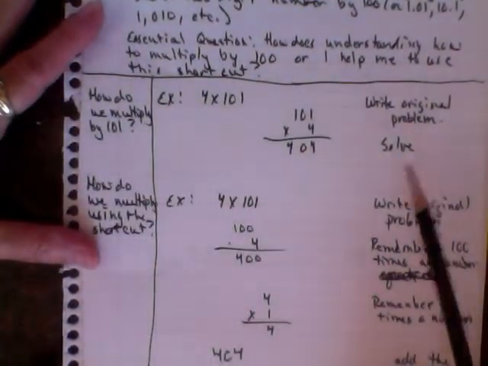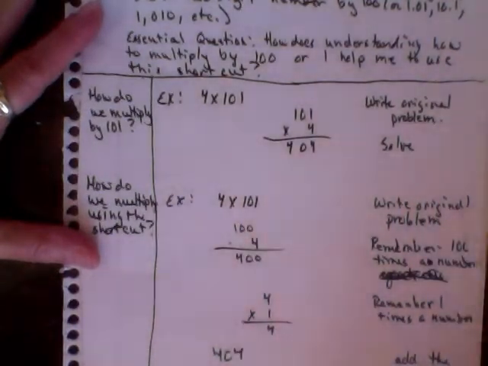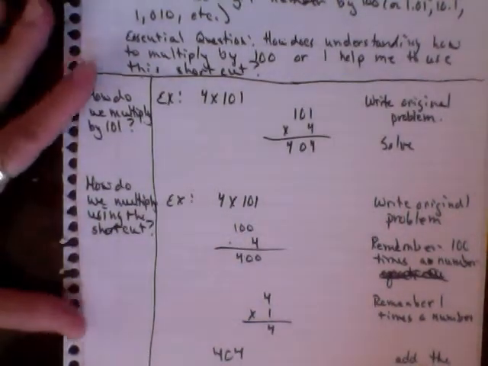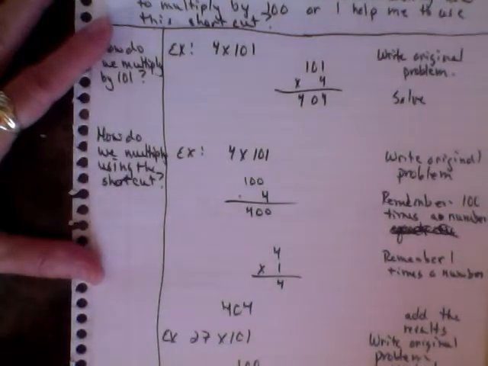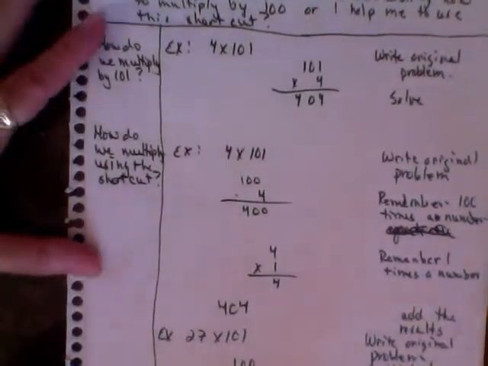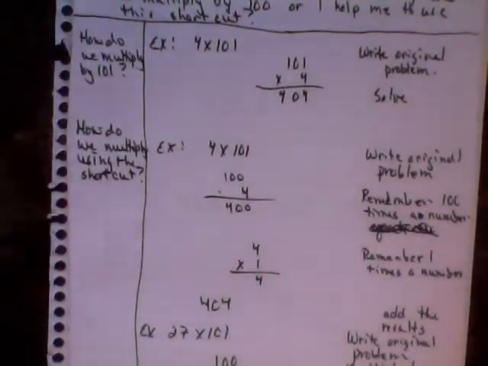Again, write the original problem, solve it. And so just showing the basic, this is how we multiply. Then how do we multiply using the shortcut? I always love that the shortcuts have more steps. But again, it makes sense.